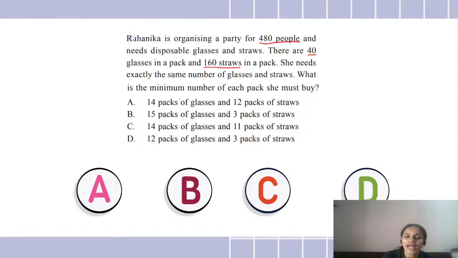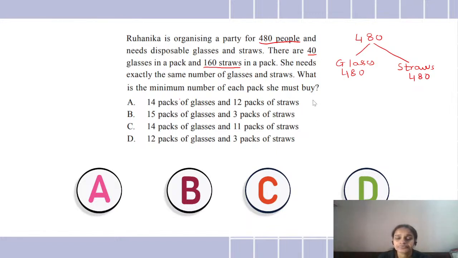Okay. So now Ruhanika is organizing a party for 480 people. So there are 480 people. ठीक है. उसने क्या बोला है कि उसको एग्जैक्टली सेम नंबर ऑफ ग्लासेस और स्ट्रॉज चाहिए. तो 480 पीपल हैं तो हमें ग्लासेस भी 480 चाहिए और straws also we need 480, right? Okay, now we need total 480 glasses. So how many packets will we have to buy, right? So there are 40 glasses in one pack. एक packet में there are 40 glasses.